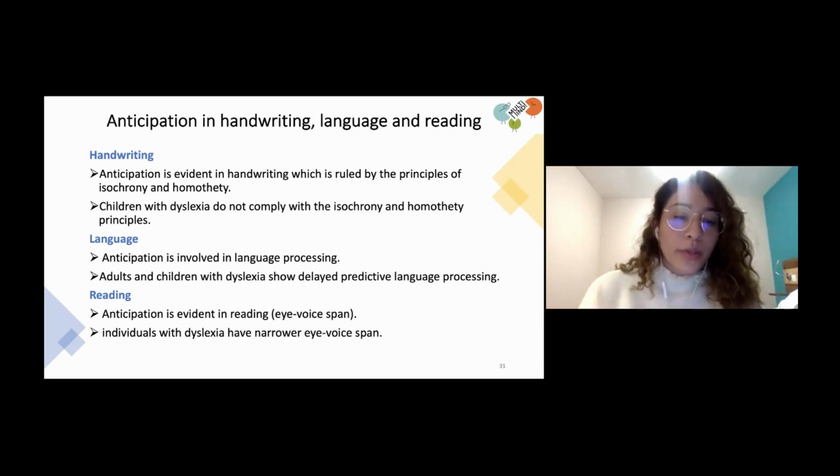We also showed that anticipation seems to also be evident in reading, particularly as indicated by the phenomena of eye-voice span. And we have shown that individuals with dyslexia seem to have narrower eye-voice span.